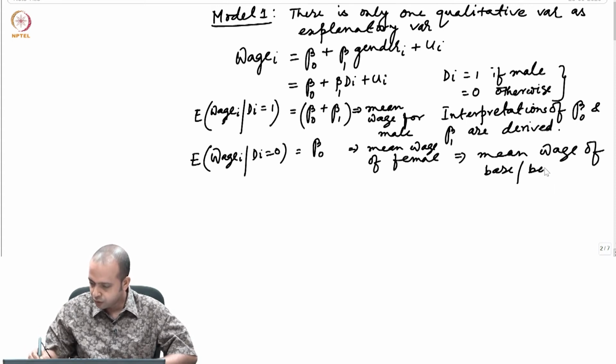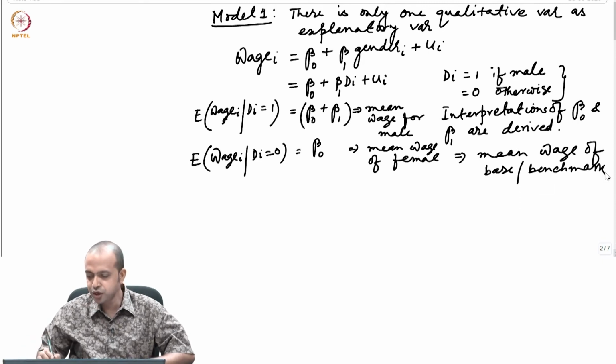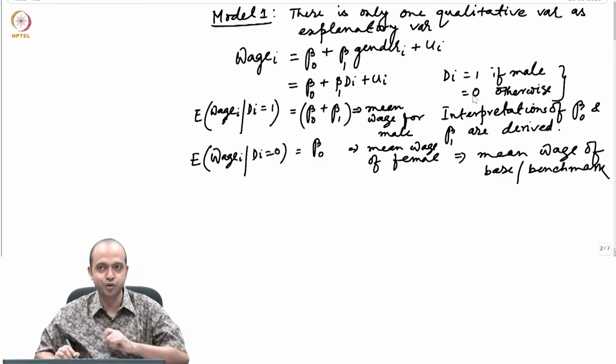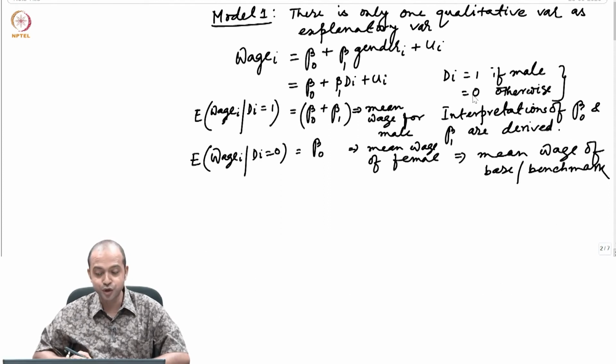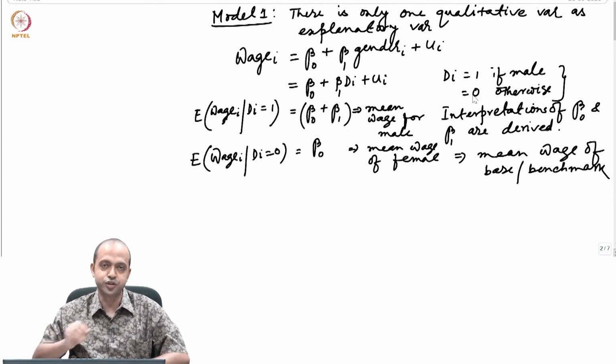And what is the base or benchmark category, for which you have not defined any dummy? Here I have not defined any dummy for the female category, it is 0. That is why female becomes my benchmark category or base category. So, that means the intercept of this model, beta 0, indicates the mean wage of the benchmark category, which is female. And how will you get beta 1?